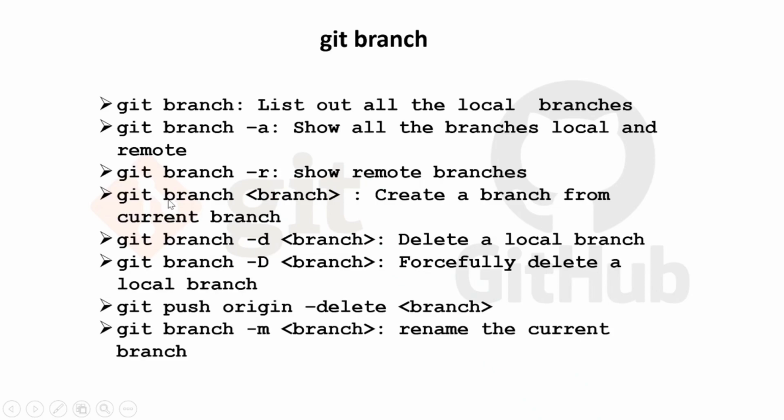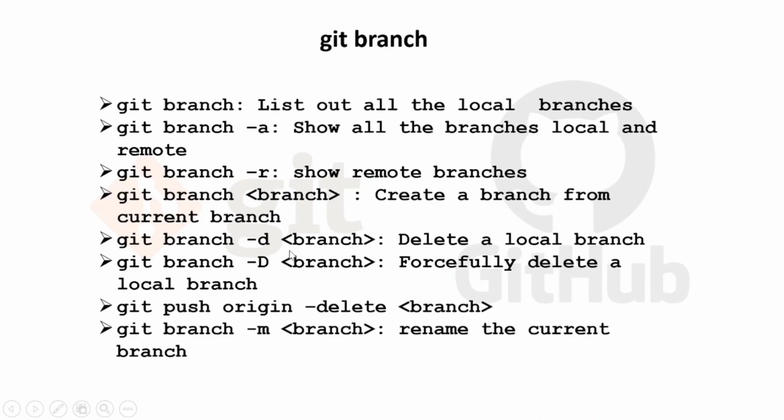And what is the next one? How will you create a branch? Git branch command with the branch name. If you want to create a branch from a particular branch, suppose you want to create a branch from develop, then you should be in the develop branch, then only you can create the branch, right?